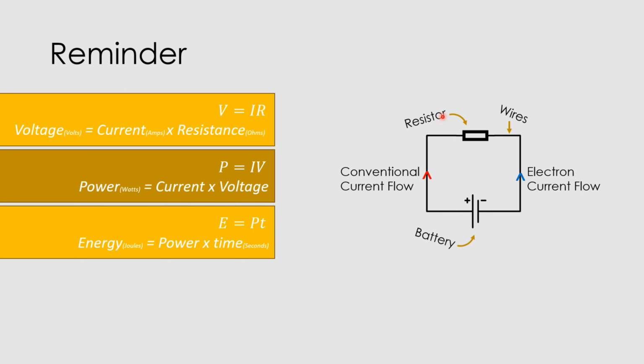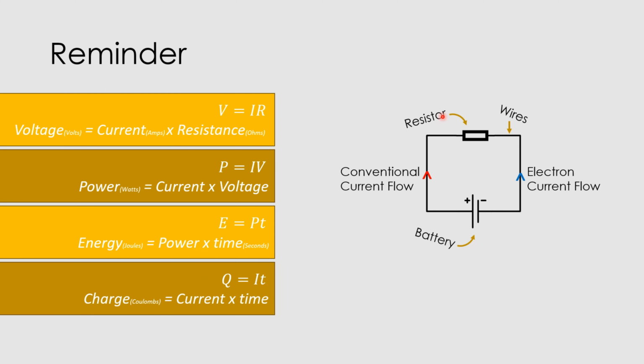Now sometimes you might see this denoted as a W for the energy instead of E, W for work. That's absolutely fine, whichever one you're more comfortable with, or whichever one you're using, just keep using that. And finally, we've got charge is equal to the current times time, Q equals IT. Charge is measured in coulombs, current again in amps, and time in seconds.